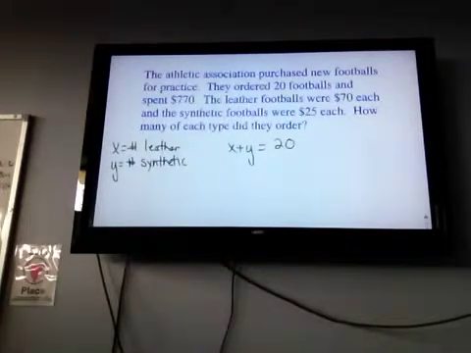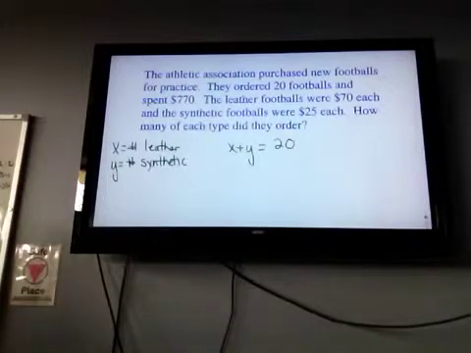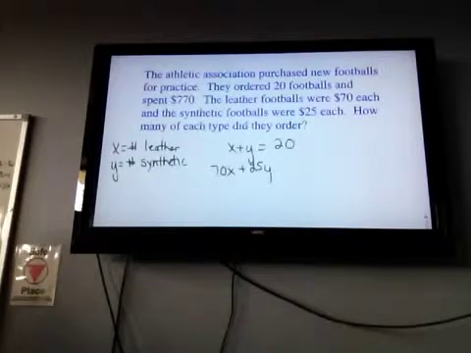Then our equation that deals with money, the value on these footballs. So the coin one we did, we had to put the values in just because we know what coins are worth. They didn't tell me what a nickel is worth, but I know that. Here they're going to have to tell you, okay? So leather footballs, $70 each. So 70 X's and 25 for each synthetic, so 25 Y is my total of 770.